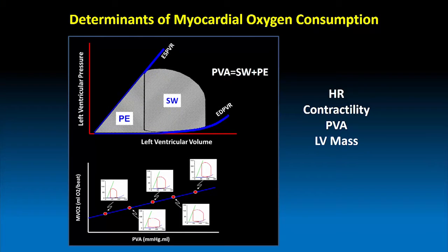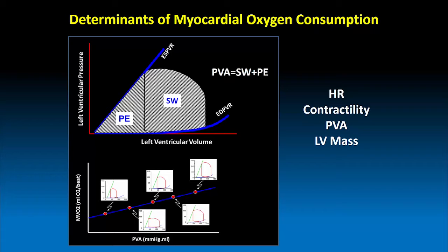So what are the determinants of myocardial oxygen consumption? Dr. Braunwald talked about this. More recently than the work that was done looking at stress as the index of work, the work from Hiroyuki Suga, when working with Dr. Sagawa, really showed that the index of work that correlates most closely with myocardial oxygen consumption is called the pressure volume area.